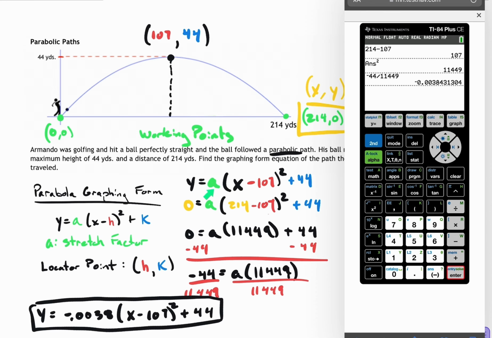Vertex and stretch factor, what we're looking for. Take one of those working points. It doesn't matter which one. Your work would end up being the same, or your value here would end up being the same no matter which point you would choose anywhere on this parabola. Plug it in for what you know, which is the x and the y. Work backwards to solve for the one thing you don't, which is the A, and there you have your equation.